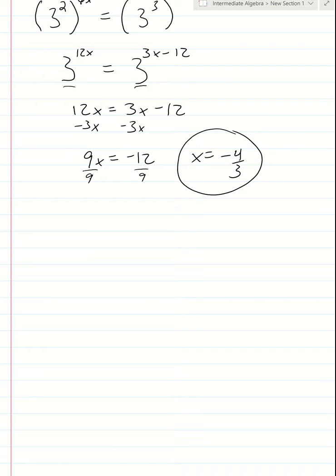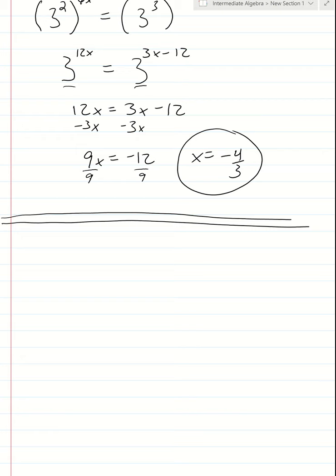Let's try a harder one. For example, let's say we had 4 raised to the x minus 5 power is going to equal, let's say, the fraction 1/16. Okay, now it starts to get a little interesting.